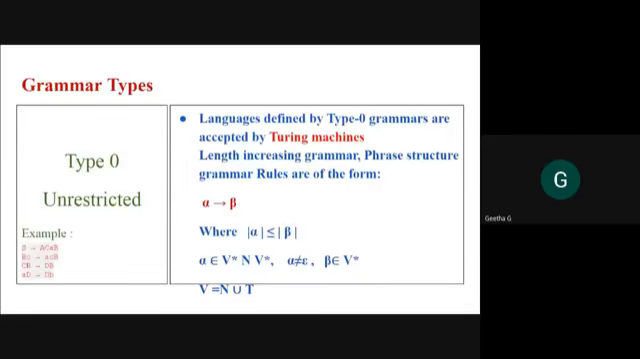Students, type it in the chat box so that I can proceed. Thank you.